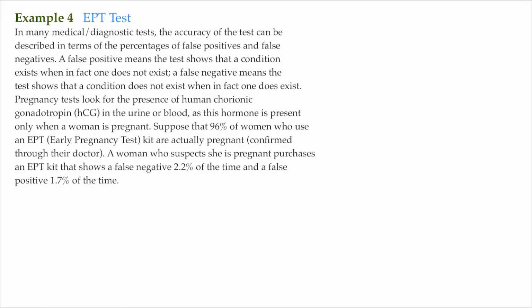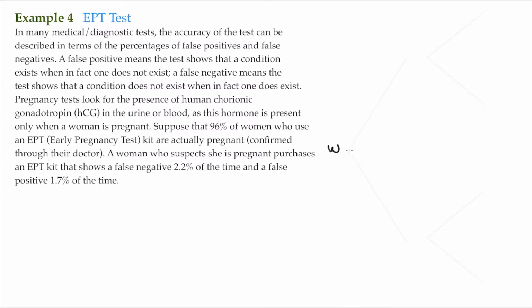Suppose that 96% of women who use an EPT kit are actually pregnant, and they're confirmed through their doctor. A woman who suspects she is pregnant purchases an EPT kit that shows a false negative 2.2% of the time and a false positive 1.7% of the time. So certainly the first thing we're going to do is represent this circumstance as a tree diagram. What we have here is a woman suspects she is pregnant, so she's going to go out and buy this EPT kit.